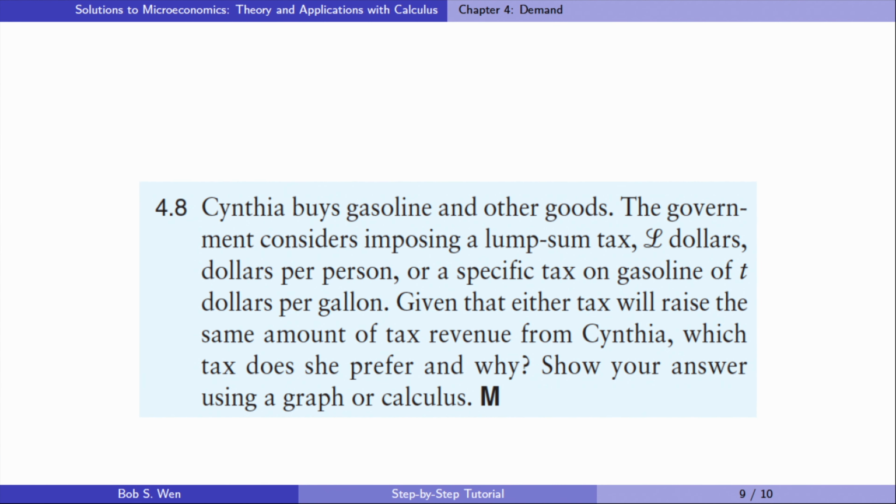Let's solve exercise 4.8. The consumer buys gasoline and other goods. The government considers imposing a lump sum tax, L dollars per person, or a specific tax on gasoline of T dollars per gallon. Given that either tax will raise the same amount of tax revenue from the consumer, which tax does she prefer and why? Show your answer using a graph or calculus.